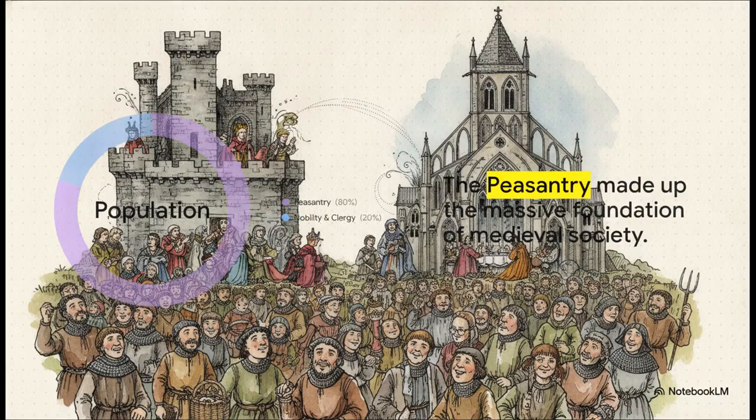But the demographic reality, it was incredibly unbalanced. The peasantry made up a staggering 80% of the European population. They were the foundation doing all the heavy lifting, supporting the lavish lifestyles, the stone castles, and the grand abbeys of that top 20%. And after the plague, that massive 80% was simply no longer willing to just quietly serve.